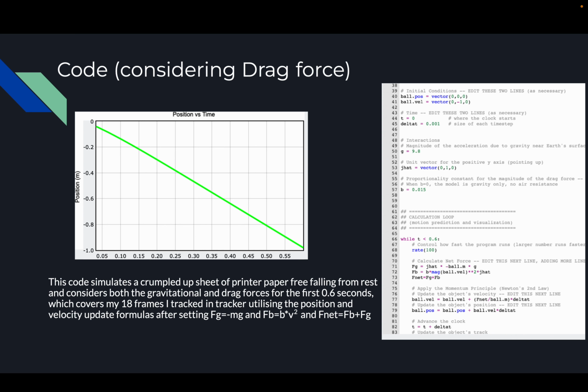And here's our code to the right. It is almost exactly similar to the previous code except for two things. One, we approximate b to be 0.015, and the second thing is we recalculate net force by adding a calculation for the drag force and adding that with the gravitational force for a new net force.